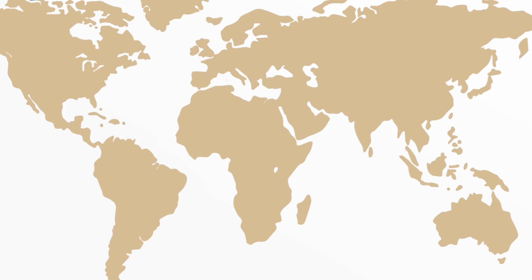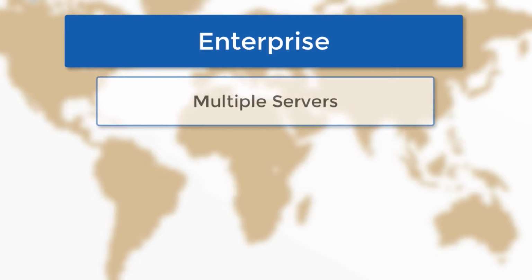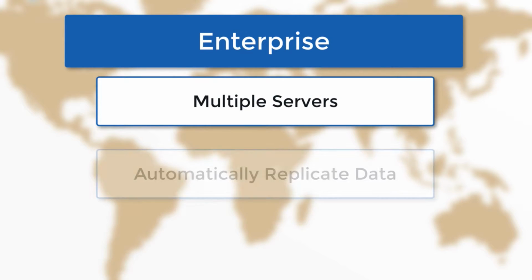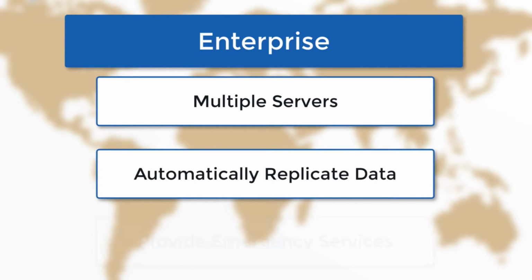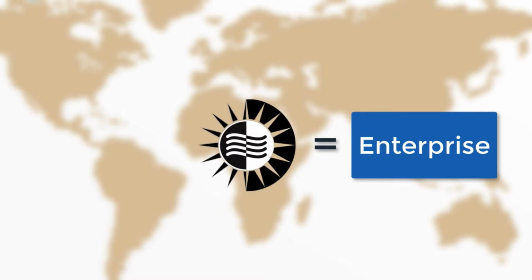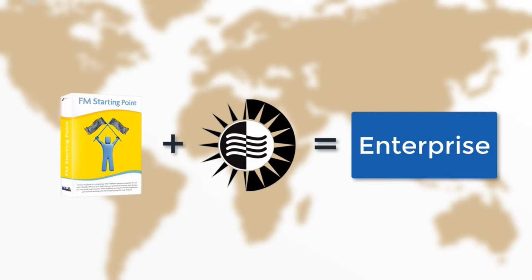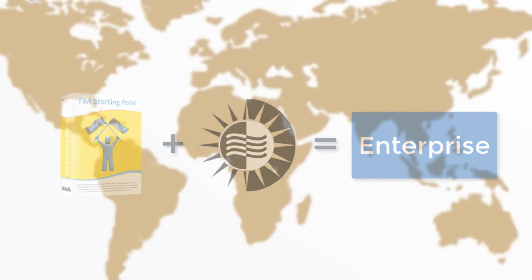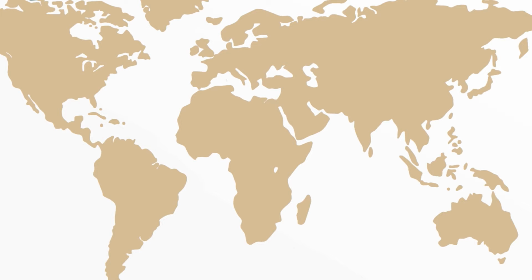Now, when most people think about deploying a FileMaker solution to the enterprise, they think about multiple servers which can automatically replicate the data and provide emergency failover services so people can continue to work even if a server goes down, or even if multiple servers go down. Well, historically, this has not been something FileMaker has been capable of. However, with the use of MirSync, which is a third-party product, and by leveraging a very lean database structure, we're able to support FileMaker servers in multiple geographical regions.